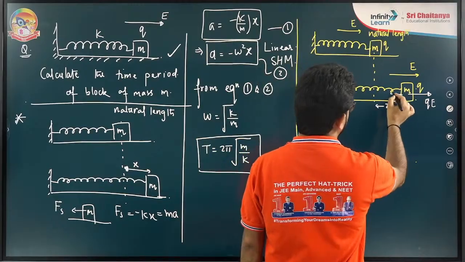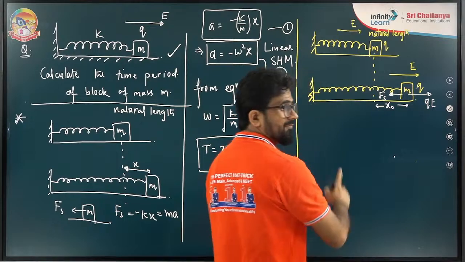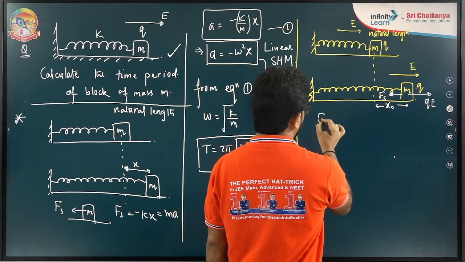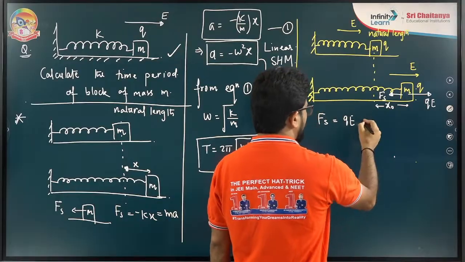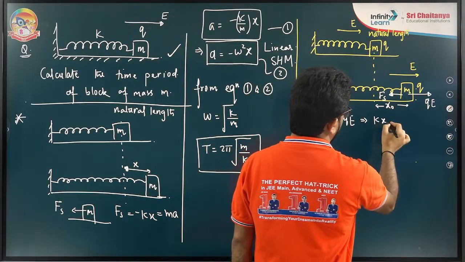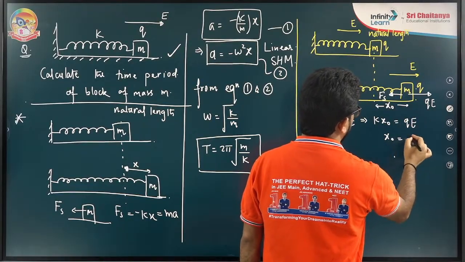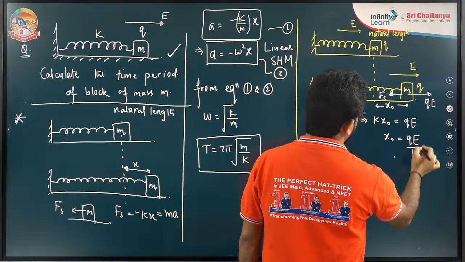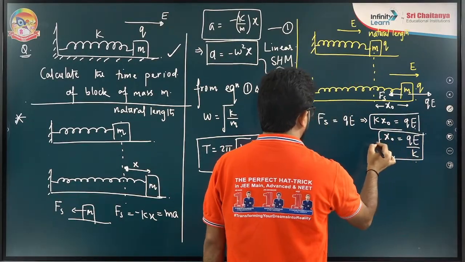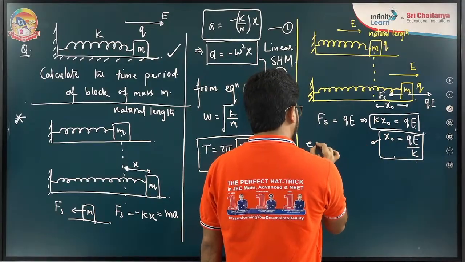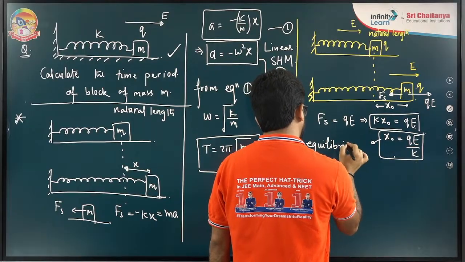In the leftward direction, there would be a spring force. You will say, sir, the spring force is equal to QE. What is the spring force? K X naught is equal to QE. So X naught is equal to QE by K. This is nothing else but the equilibrium position. This is what we call the equilibrium position.